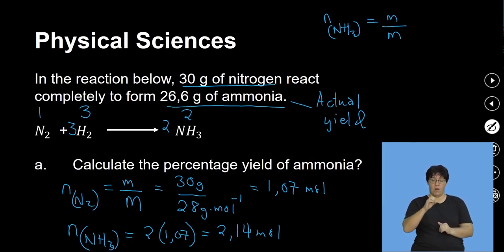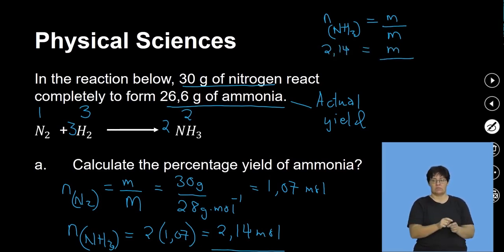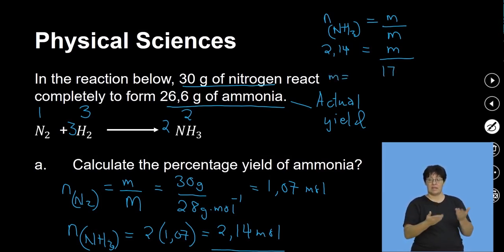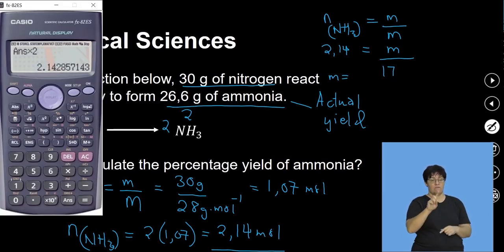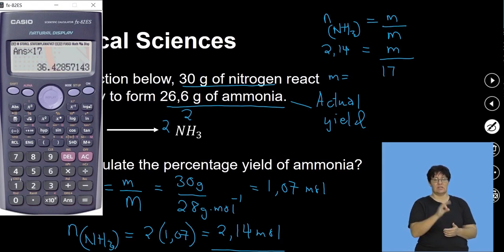So we've got the moles in this case, which is 2,14. So 2,14 is equal to whatever mass we'll get. The molar mass of ammonia is what we need. It's 17 grams per mole. So the mass we're going to get is 17 multiplied by 2,14. So we'll multiply this by 17 to get the mass of ammonia, which is 36,42.